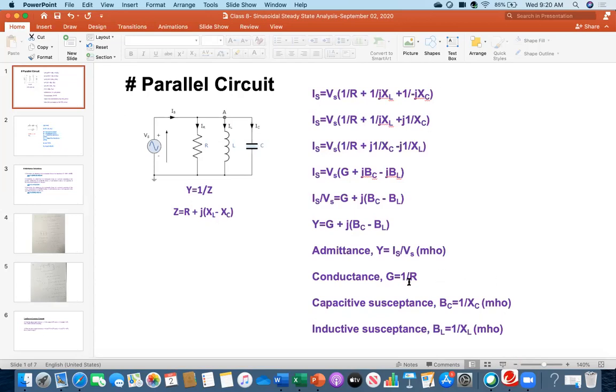So you remember even the conductance unit is mho. In DC circuit, the resistance unit was ohm, but the conductance unit was mho. So here, in case of parallel circuit, everything is expressed in mho, similar to DC circuit. And then this component, this is minus J 1 over XL, which means BL. What is that? Inductive susceptance. BL is 1 over XL. So therefore, capacitive susceptance, inductive susceptance. You see that there is similarity.